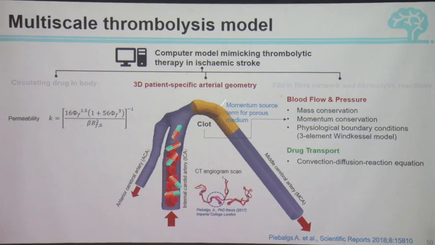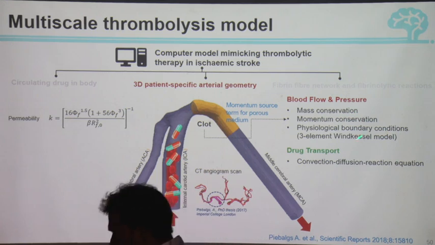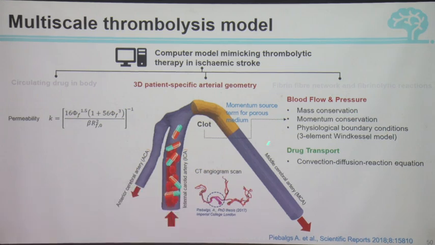So the clot is modeled as a porous medium, and the rest is described by the Navier-Stokes equations. So you have the momentum source term for the porous medium. And so here we consider the blood flow and pressure. These are described by the mass conservation and momentum conservation, coupled with physiological boundary conditions. So these are fine, we dealt with them yesterday. And then we have the drug transport. For the drug transport, we can use the convection diffusion equations. All of these need to be solved together.